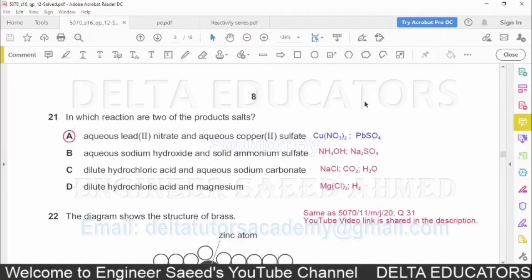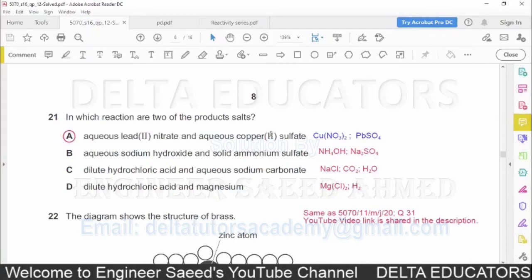Question number 21. In which reaction are two of the products soluble? Option A, aqueous lead nitrate and aqueous copper sulfate. When we react aqueous lead nitrate and aqueous copper sulfate, we get copper nitrate and lead sulfate. Both copper nitrate and lead sulfate are soluble, so here it is our correct option. Because it is asked here, in which reaction are two of the products soluble? So here two of the products are soluble.